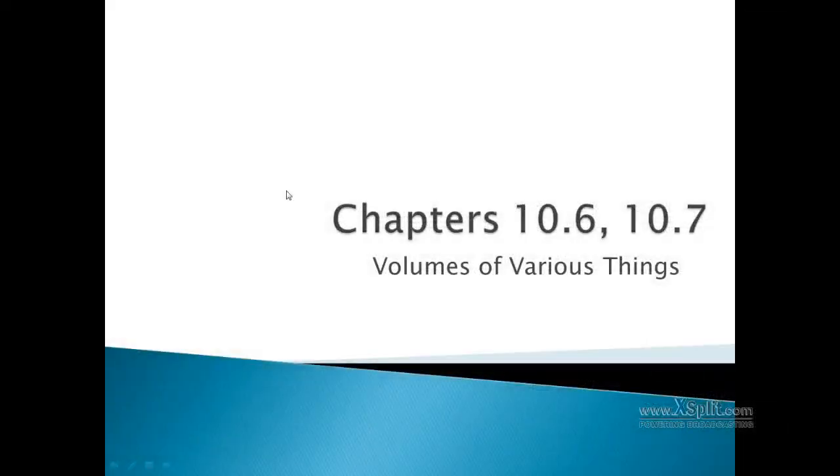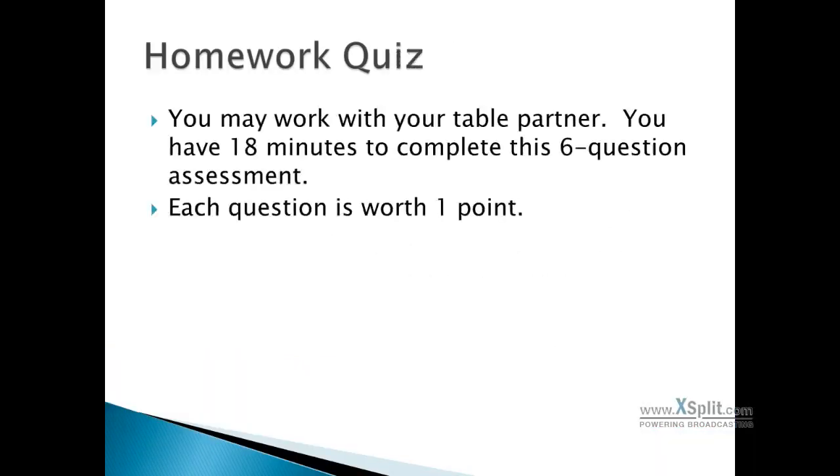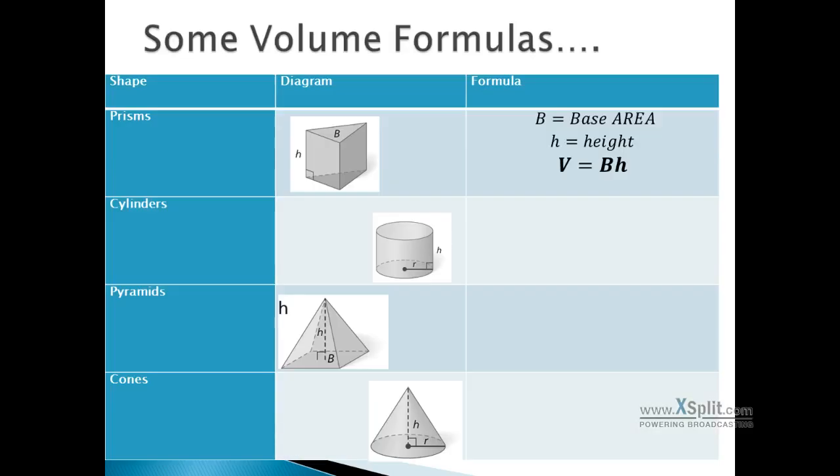Today we're going to be looking at chapters 10.6 and 10.7 because they're both relatively short chapters. They concentrate on the volumes of various things, like we've seen volumes of cones, cylinders, pyramids, prisms, etc. We're going to be calculating the volume of several things. First bit up here, let's look at some volume formulas.